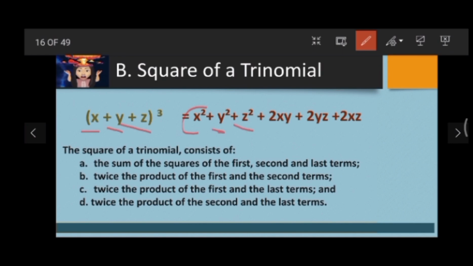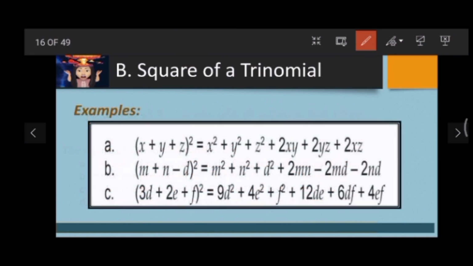So second step, we need to find the product of the first and the second terms and multiply it by 2. Same with the product of the third term and the second term, which is y and z, and multiply it by 2 again. Same with x and z, which is the first term and the last term, and multiply it again by 2. So we will have some examples.